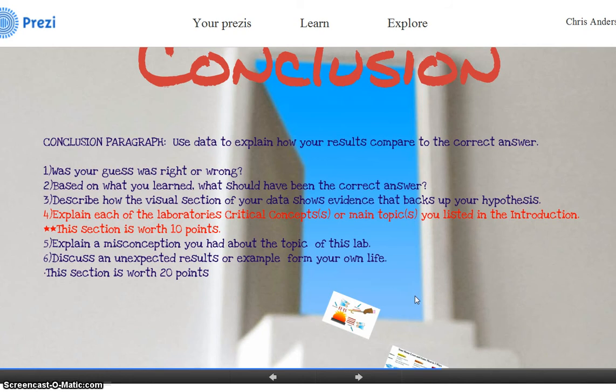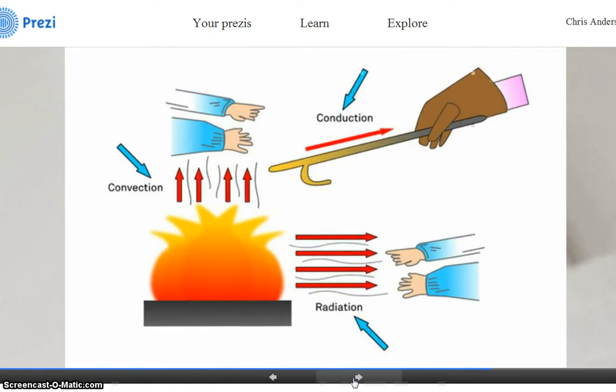So unlike many of the labs in the past, you really do have to look at your data and decide how did you do. It's really a design and inquiry kind of thing. We'll look at the critical concepts of conduction, convection, and radiation, and how radiant energy is different, as well as any misconceptions or unexpected results. So first of all, let's just do a quick review of conduction, convection, and radiation.